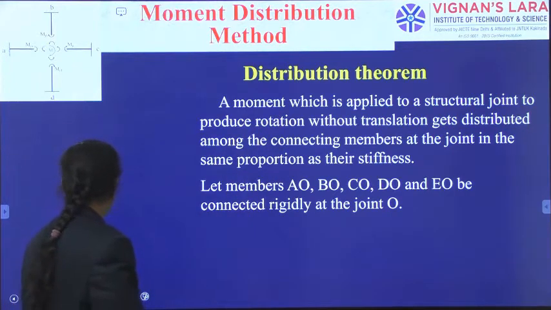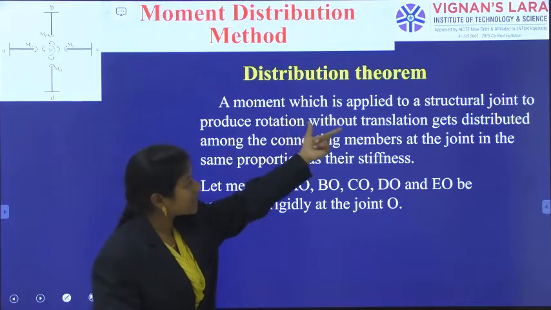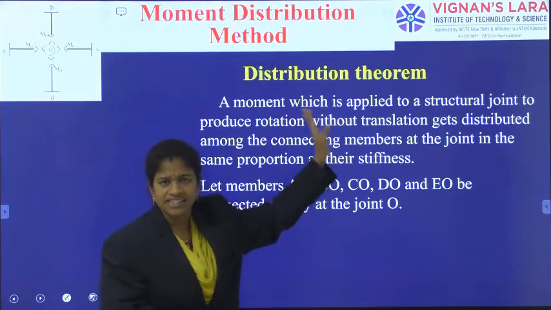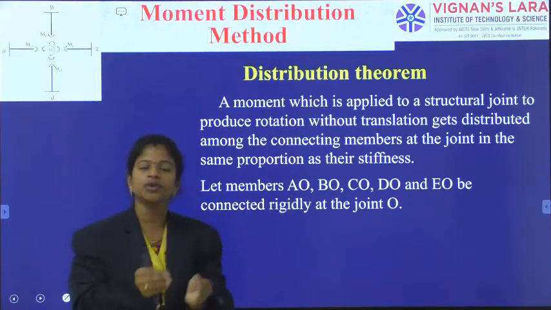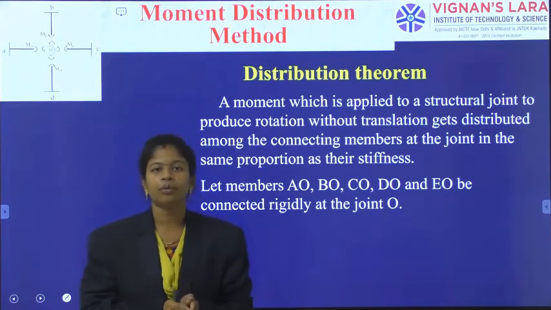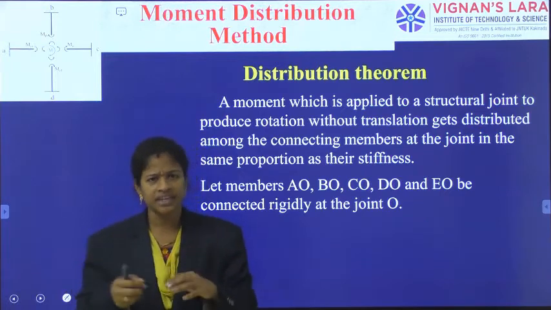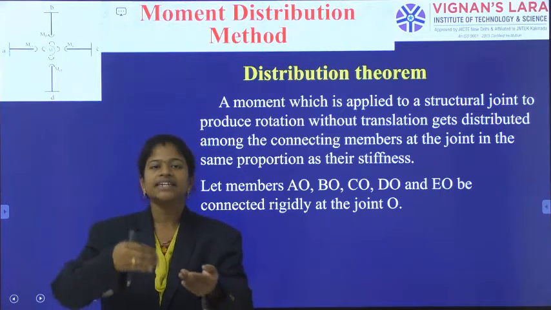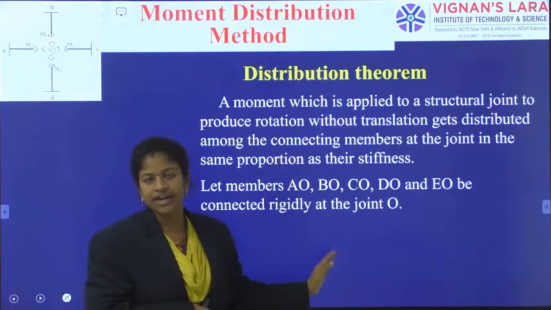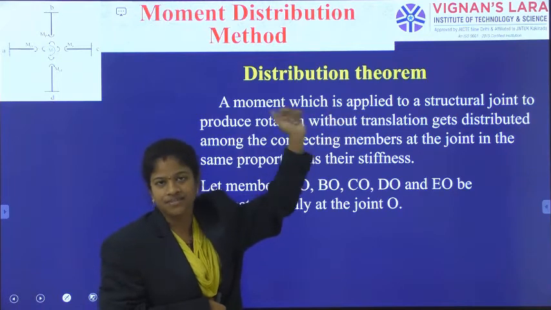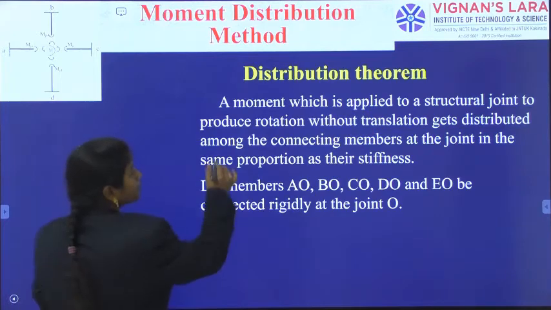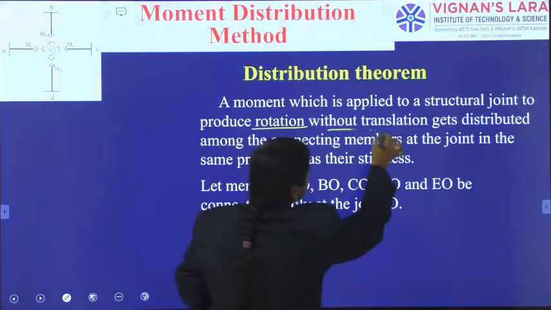See what is meant by the distribution theorem. A moment which is applied to a structural joint to produce a rotation without translation. For explaining this, distribution means what? In the sense itself, it is distributing something, in the form of a moment, a rotation, or any other thing. When I apply something, it is distributed to all the members. Later, we will explain how the distribution theorem applies. A moment applied to a structural joint produces rotation without translation.